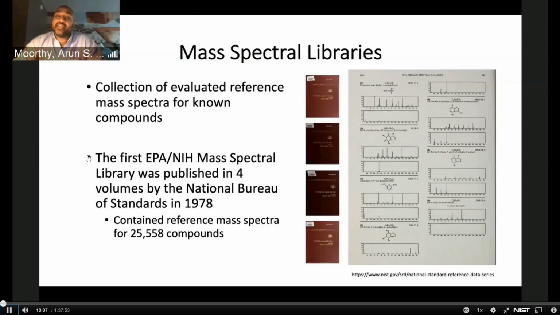The first EPA NIH mass spectral library was published in 4 volumes by the National Bureau of Standards, which is what NIST used to be called, back in 1978, and it contained reference mass spectra for more than 25,000 compounds. I show the covers of the 4 volumes and one page from, I think, volume 1 or maybe volume 2. I should have also shown you the other angle so you can see how thick these books are. They're quite impressive to look at. They're big phone books of mass spectra. Of course, this is how things were done in 1978.